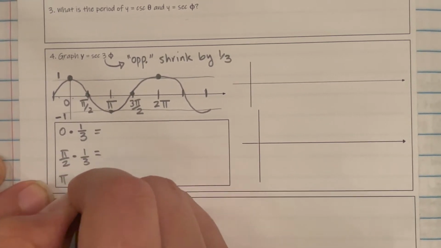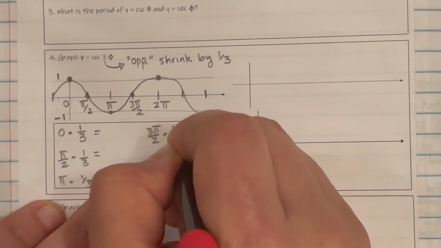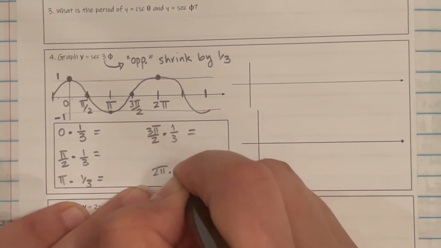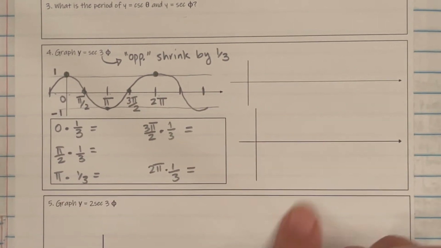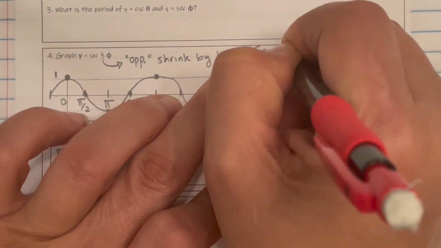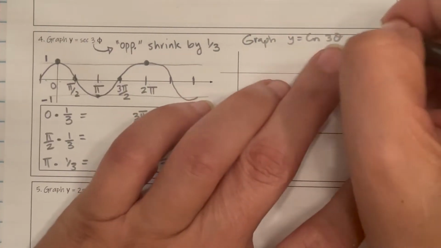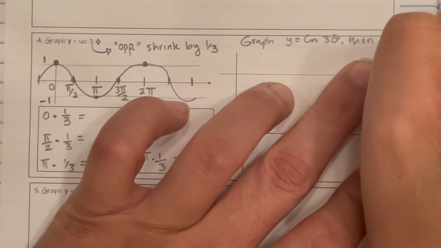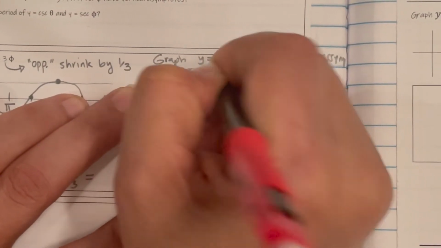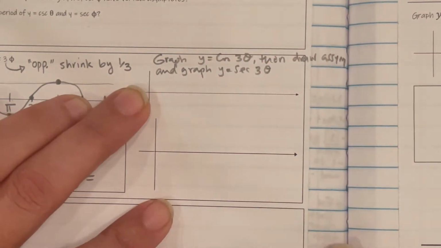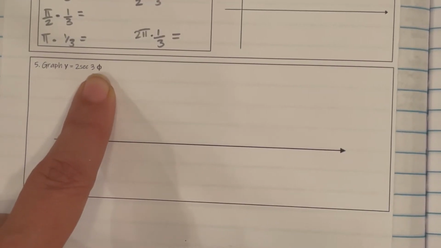compress it, you need to multiply all these quadrantal points by what you're trying to compress it by, which is 1/3. So once you multiply that out, you're going to find your new points and you're going to put them on the graph on the right-hand side right here. After that, let's write that down. You're going to graph y equals cosine 3 theta, then draw your asymptotes, and then graph y equals secant 3 theta, just like we did previously, only now we're doing it for cosine, or for secant.